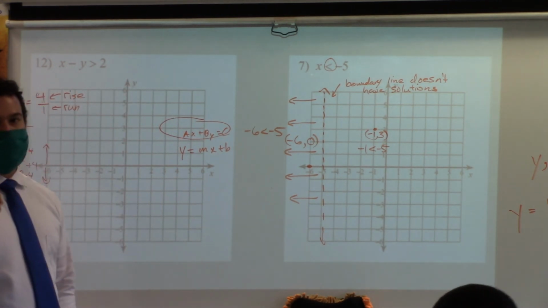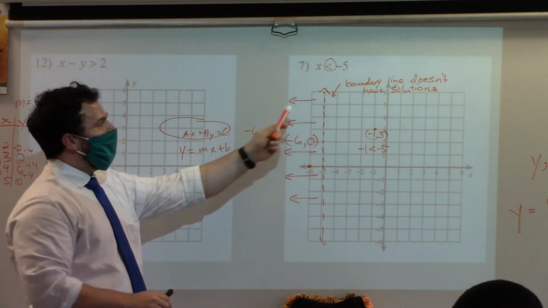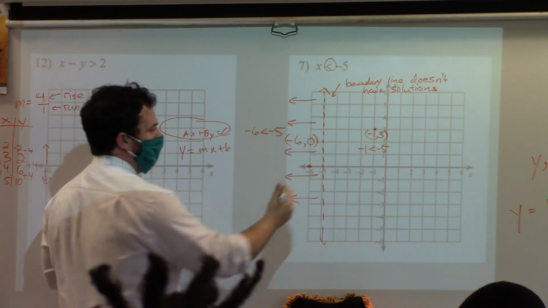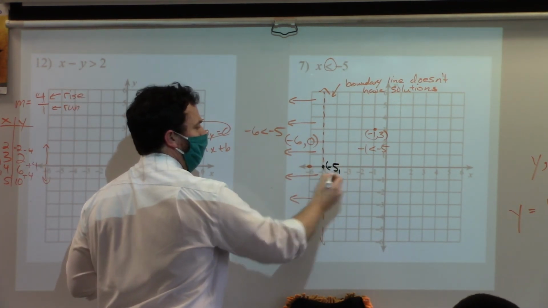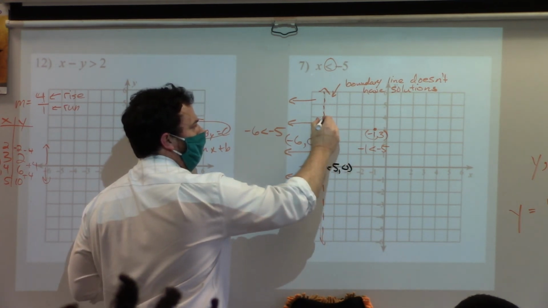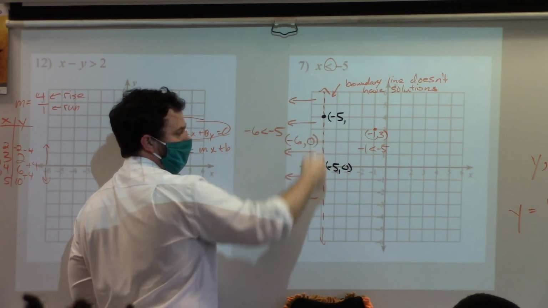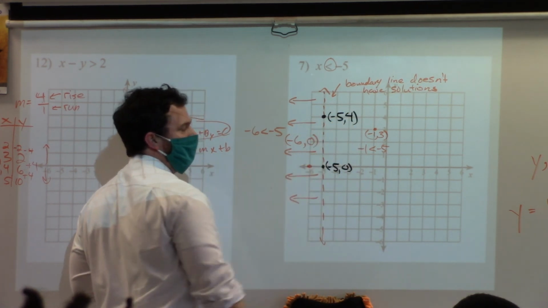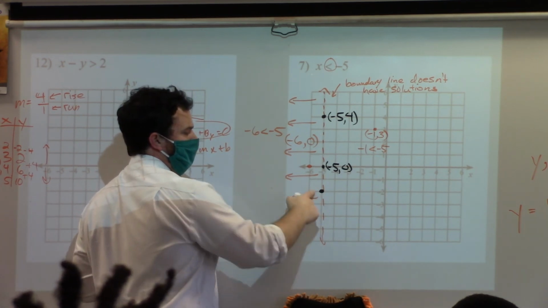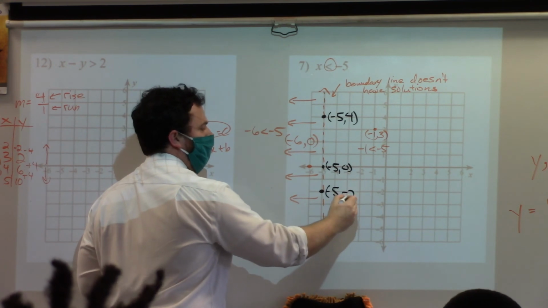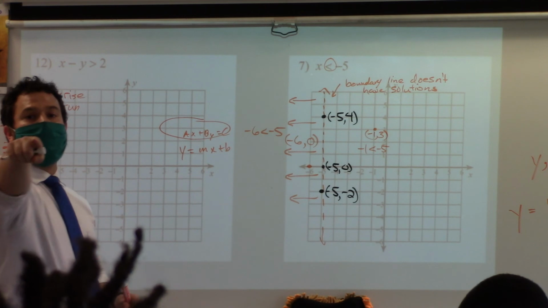So, really quickly, I need to talk about this. Remember, you have Desmos at home. Why is this line vertical? What is this point? It's -5, 0. What is this point? -5, 4, isn't it? What's this point? -5, -2. What does every point here have in common? The x is -5.